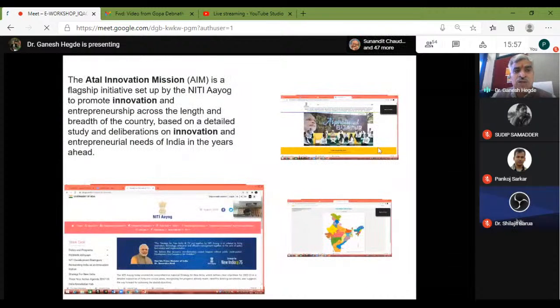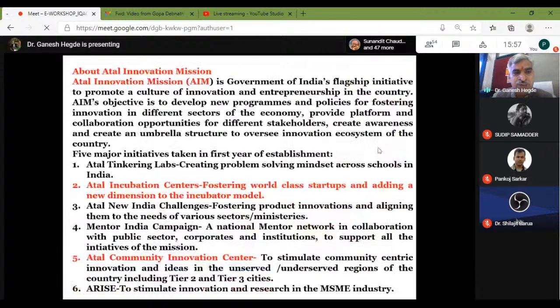You can look into the Atal Innovation Mission of the Government of India and the Niti Aayog. Atal Innovation Mission has incubation centers. It has a new way of fostering challenges, from the product to the innovations. You can look into it. And Atal Community Innovation Centers are also available for Tier 2 and Tier 3 cities.